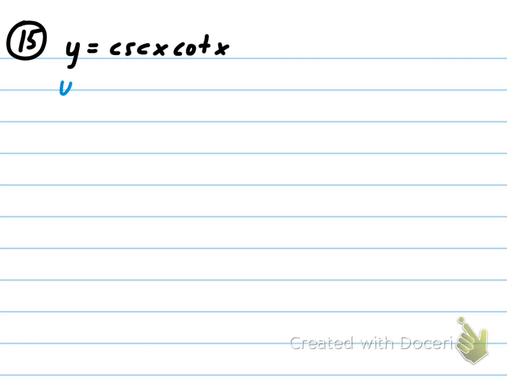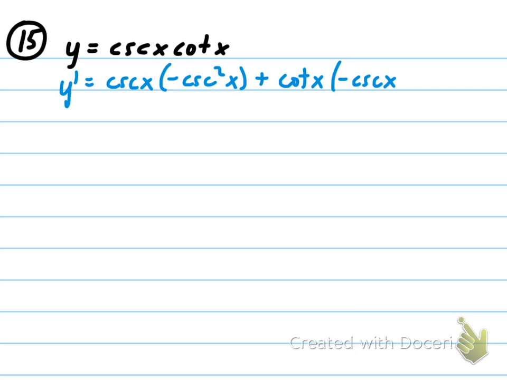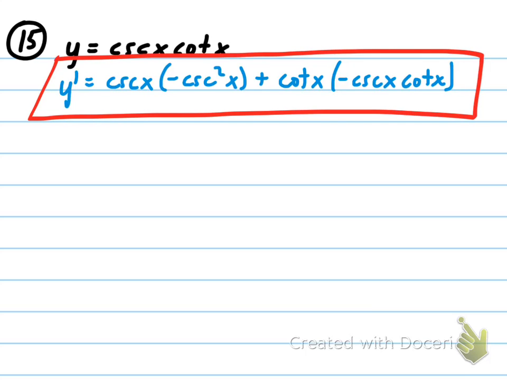For number 15, y prime, we have the derivative of a product. It's the first, cosecant of x, multiplied by the derivative of the cotangent, which is negative cosecant squared of x, plus the second, which is cotangent of x, multiplied by the derivative of the cosecant, which is negative cosecant x cotangent x. Okay, I feel compelled to simplify that, but I'm not going to. Just going to leave it alone.